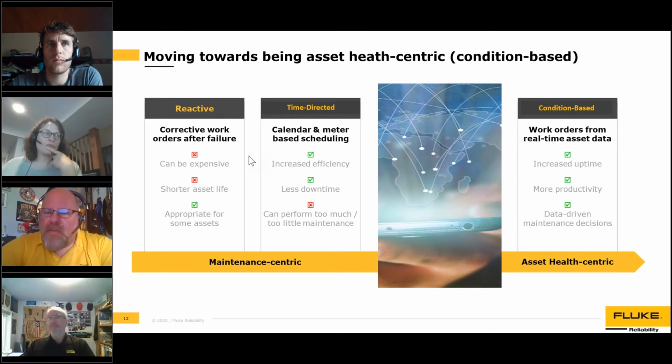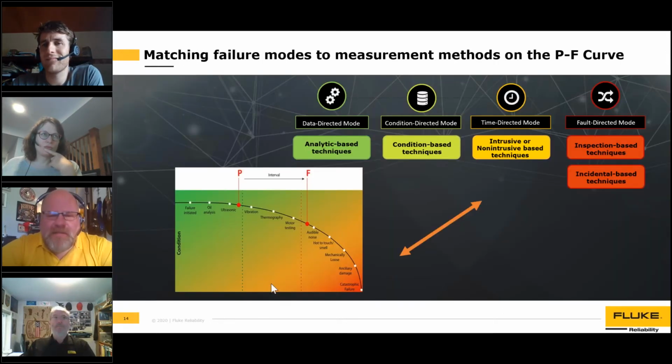And as I heard earlier as well, we talk about best practices. Well, best practices really are what you practice best that returns value back to you and your organization. And so moving towards an asset health centric, condition based approach is going to be best practice. And I'm hoping that you learn more from this webinar so that you can become more astute at practicing it best yourself. Next slide. So I just want to reiterate here matching failure modes to measurement methods on the PF curve.